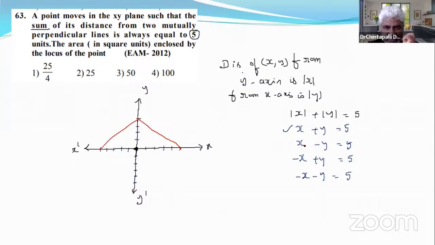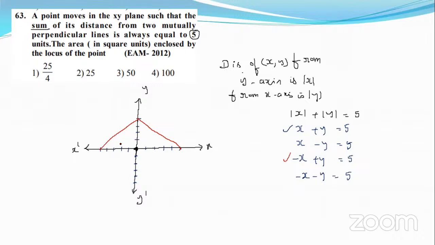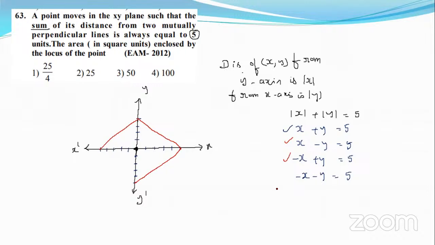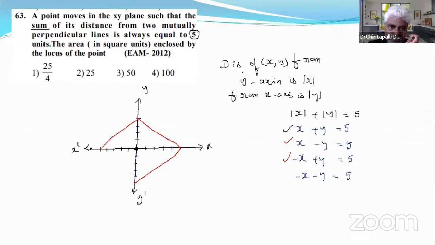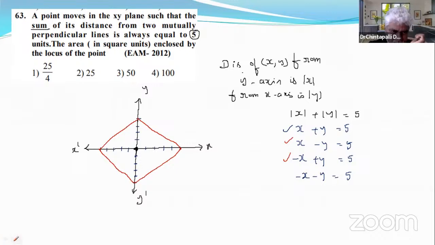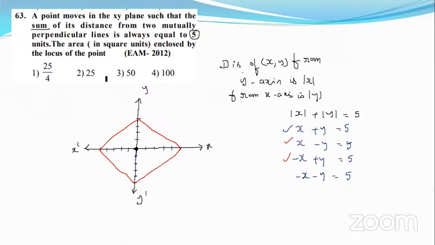Next, in the second case, this is the line just now drawn: minus x plus y equals 5. That means x is negative, y positive. This is the second quadrant. Then we draw x minus y equals 5: x positive, y negative, means this. Last case: x and y both negative. What is asked? x plus y equals 5.